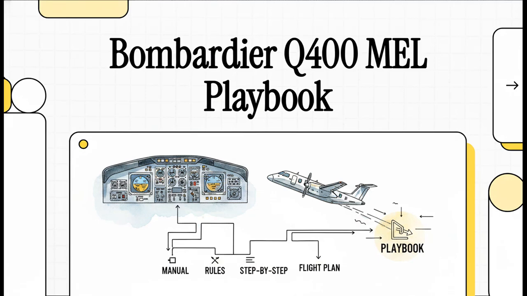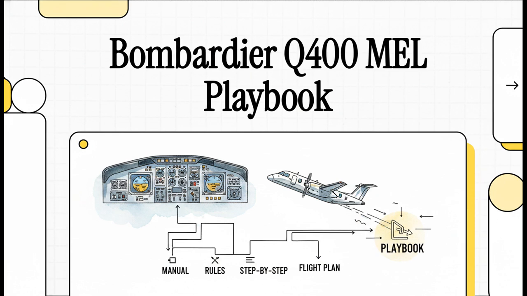Welcome to This Explainer. Look, if you've ever stared down the dense pages of the Bombardier Q400 Minimum Equipment List, the MEL, and just felt totally overwhelmed by the sheer volume of rules, well, you are in the exact right place. Today, we're going to break the whole thing down. We're turning a highly technical, pretty dry manual into a structured, sequential flight plan that's actually incredibly easy to grasp. We're talking effortless memorization here.